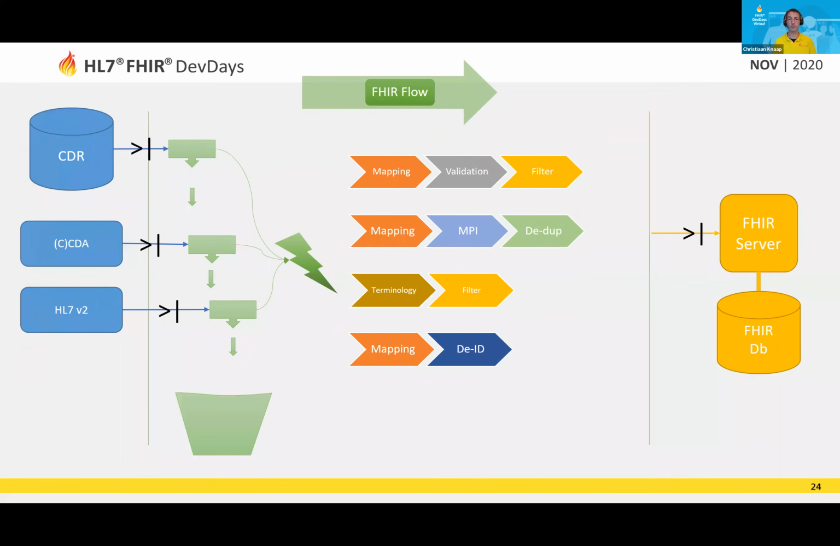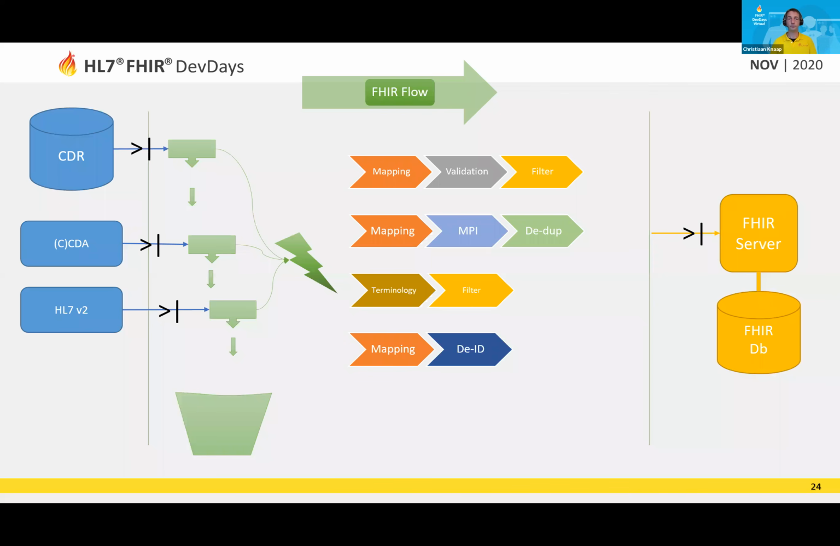What could that look like? This is an image of how that could look. On the left, we still have the sources, the CDR, CDA documents, version 2 messages. And we provide connectors for all of them, a kind of a sink where this data can go.